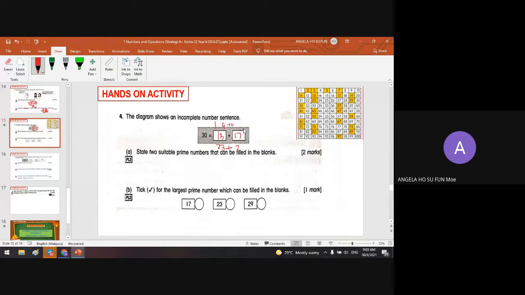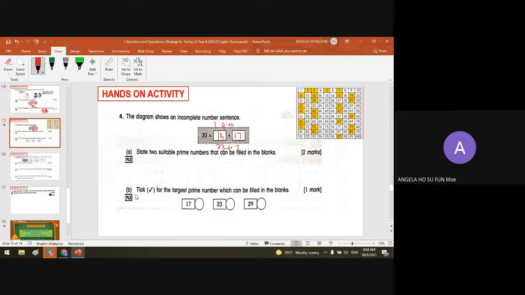So any pair that you fill in here will be correct. Even though the number is the other way around also can. 11 plus 19, 19 plus 11, the same. 13 plus 17, 17 plus 13, also the same. 23 plus 7 or 7 plus 23, also the same. So you can fill up any blank here with either pair. There are 3 pairs that are suitable to fill in here. Any pair can be correct.